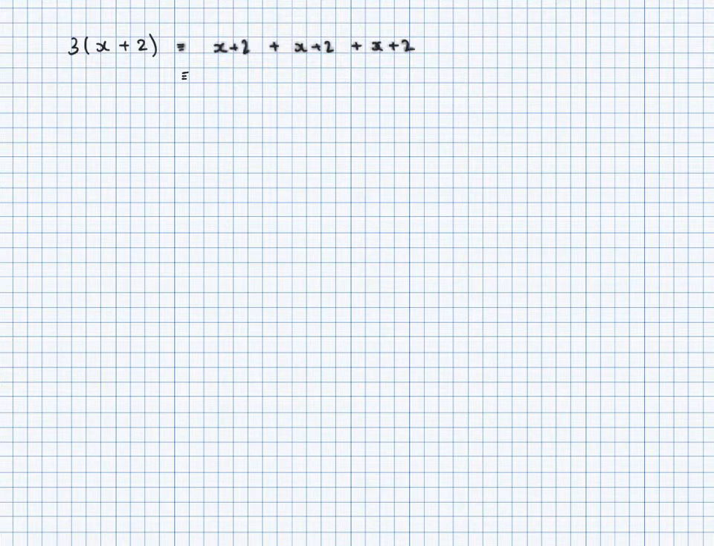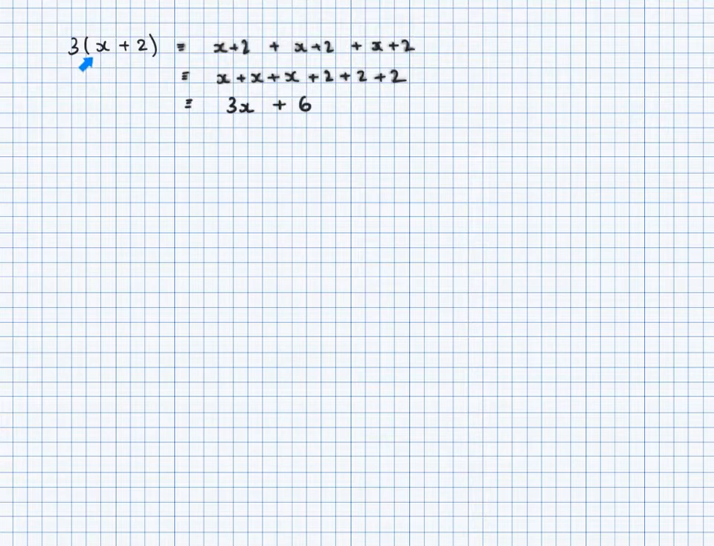So what we can say is x add x add x add 2 add 2 add 2 is the same as the expression that I had above. Okay, now x add x add x, well that's just 3x. 2 add 2 add 2, that's 6. So this then simplifies to 3x add 6.